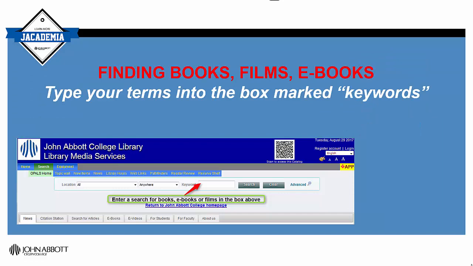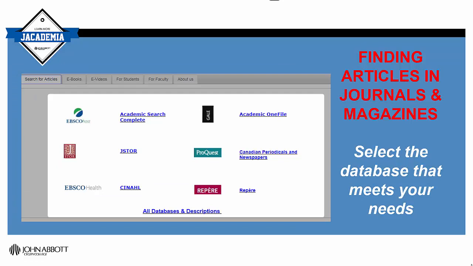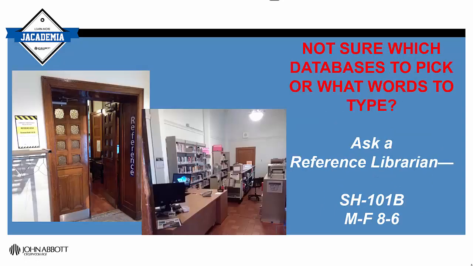For books, ebooks, and films, type your search terms in the keyword box. For finding articles, click the Search for Articles tab and choose the appropriate article database. When you are off campus, you'll be asked to enter your student number.